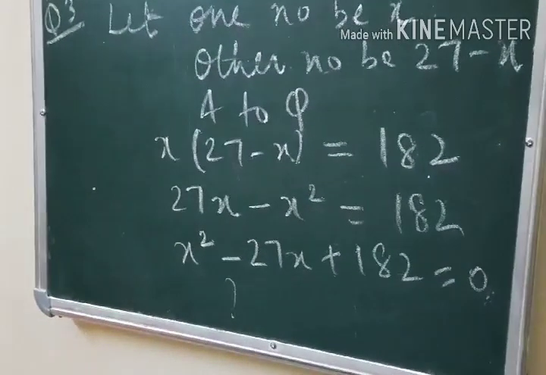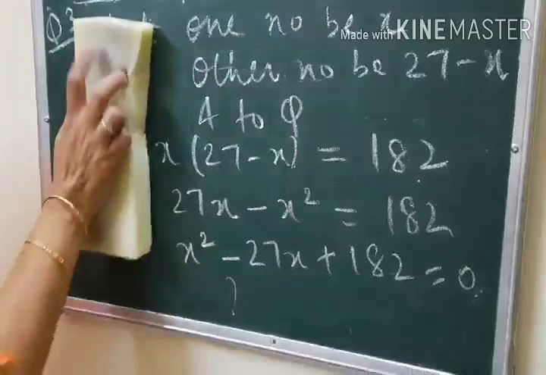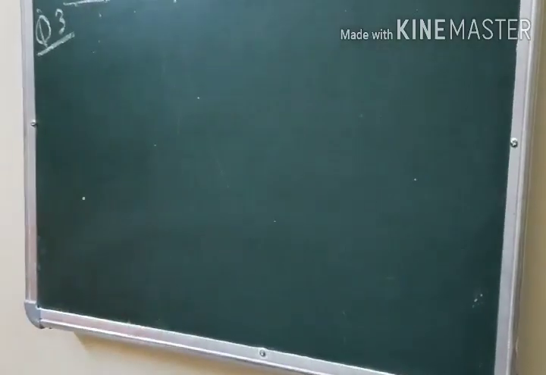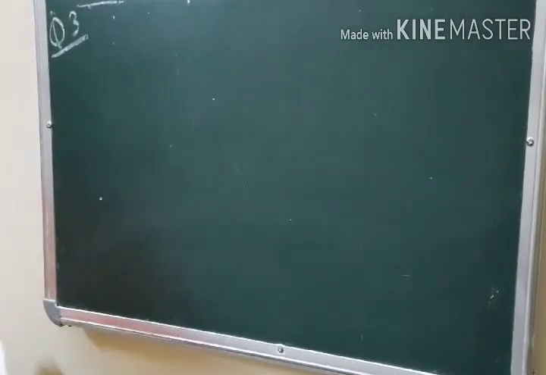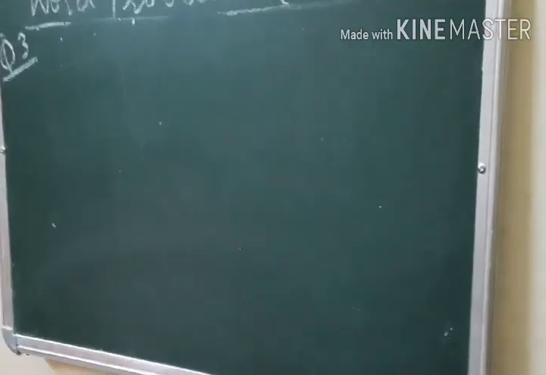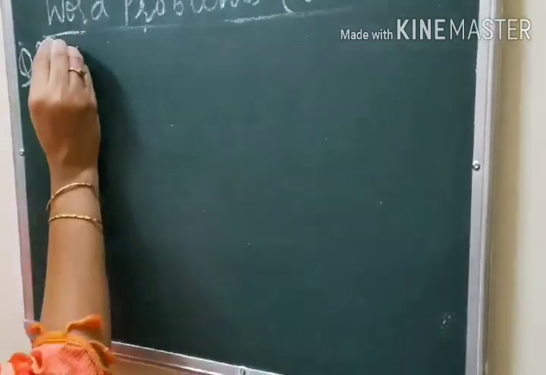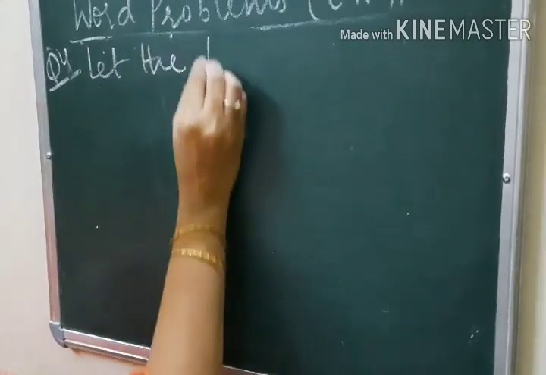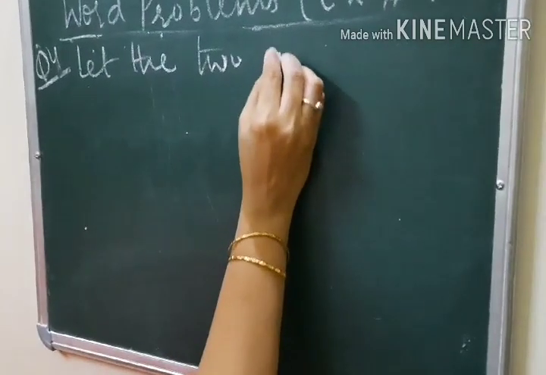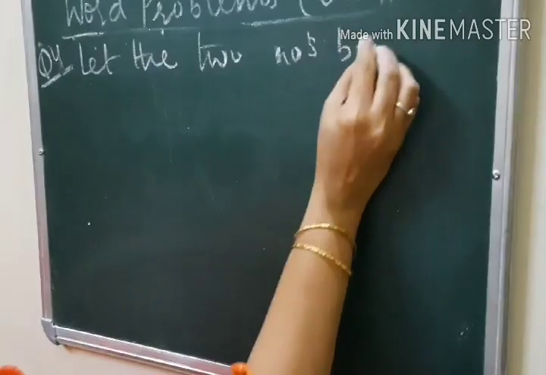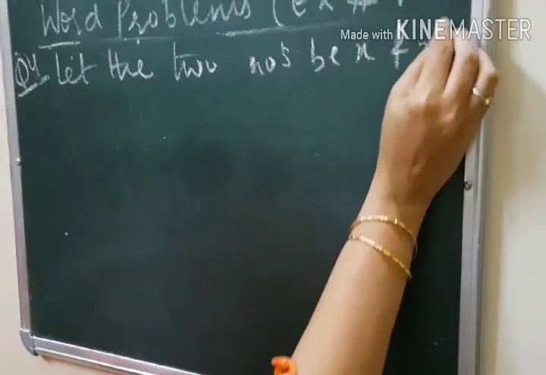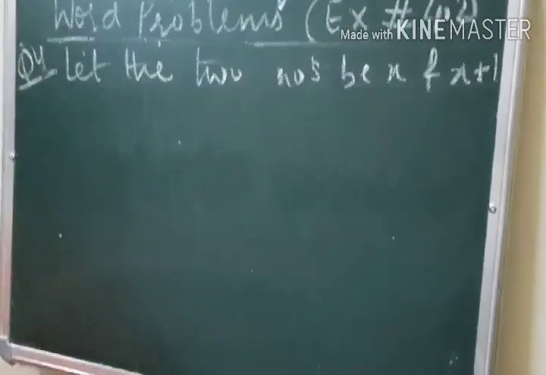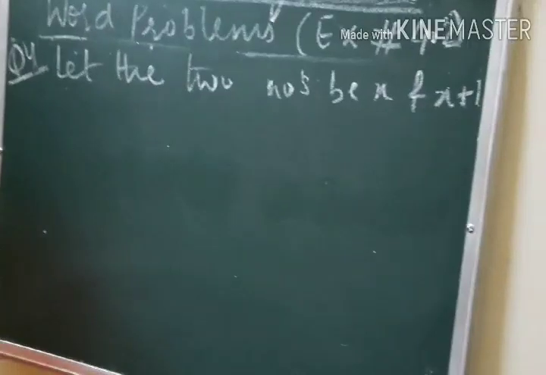Next part, question number 4: find two consecutive positive integers, the sum of whose squares is 365. Again positive integers are there. So let the two integers be x and x plus 1. X and x plus 1. So two numbers I have taken.